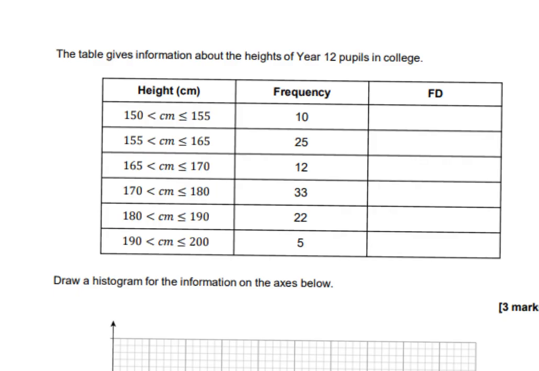Now you can practice. This table gives information about the heights of year 12 pupils in a college. So draw a histogram for the information on the axis below. Before we draw, we need to find the frequency density. Now you can pause the video and solve by your own, then check your answer later.